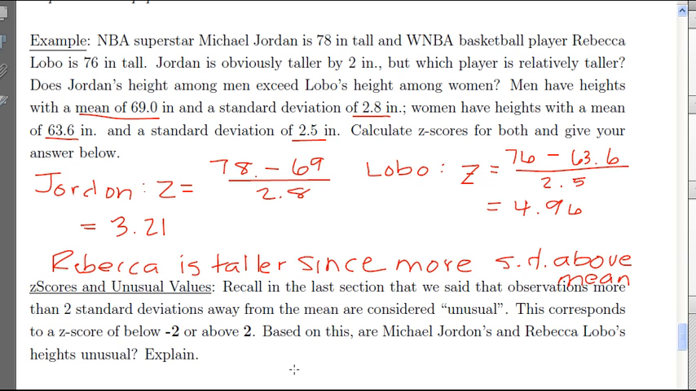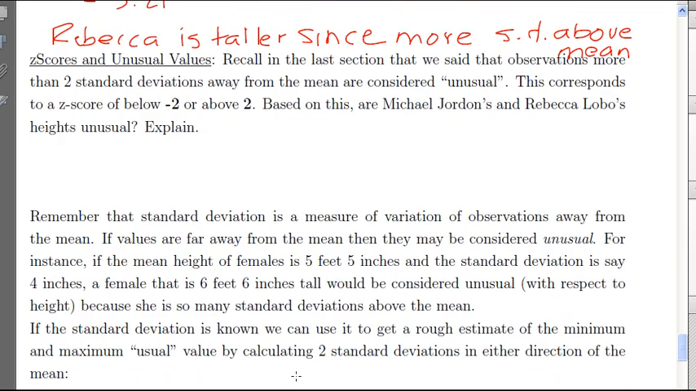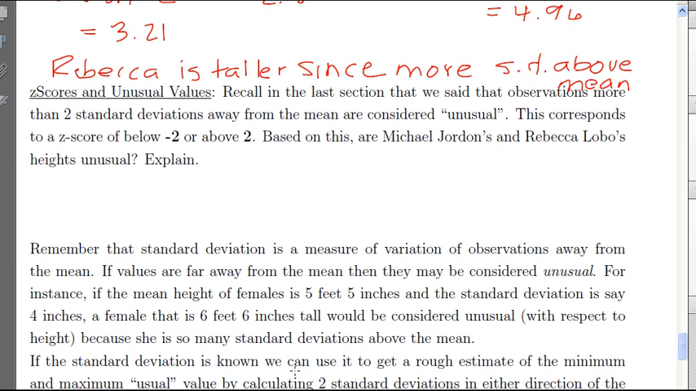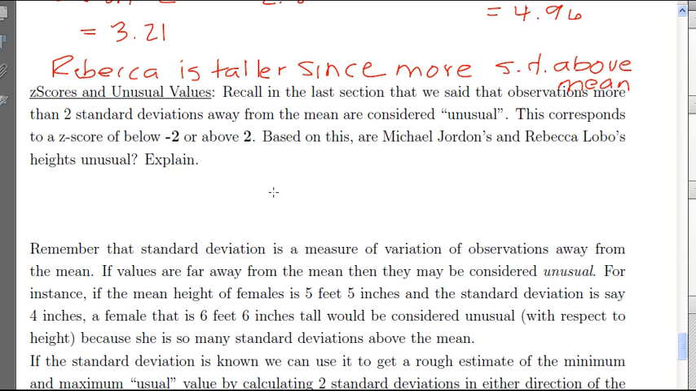Pretty simple to calculate a z-score, and it gives us a way to compare two people from different populations, like males and females, or SAT scores to ACT scores and things like that. We're always interested in identifying unusual values. Because of the empirical rule, if it's a normal distribution, 95% of observations should be within 2 standard deviations. That represents -2 to +2 for a z-score. This is how we come up with the rule for unusual and usual values.